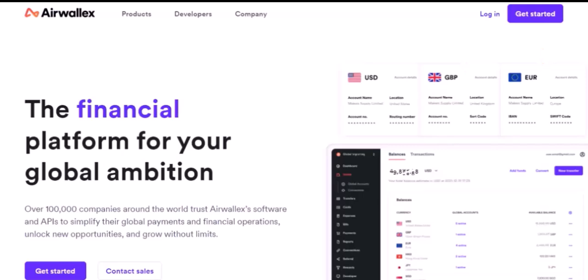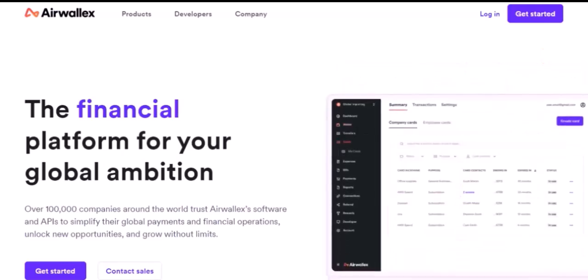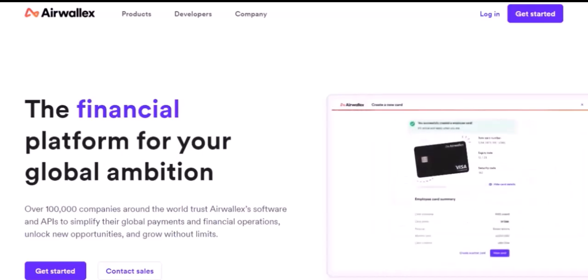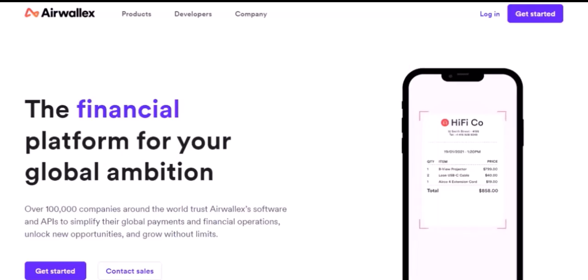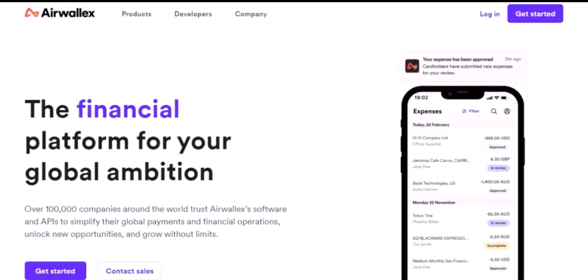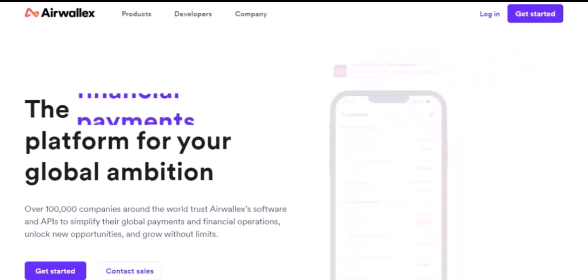What is Airwallex? Airwallex is a global financial infrastructure platform that enables businesses to move money, collect payments, and manage currency risk across borders. It's like a financial superhighway for businesses, connecting them to customers and suppliers worldwide.